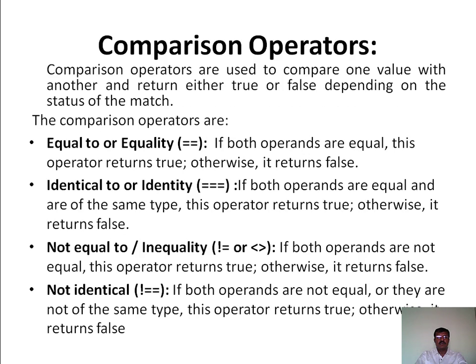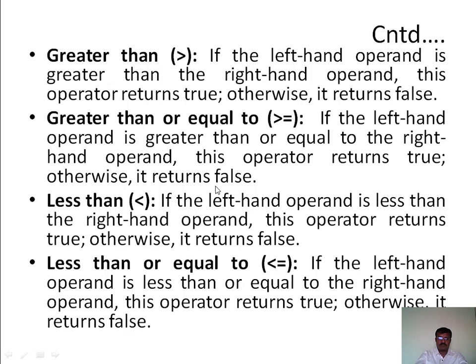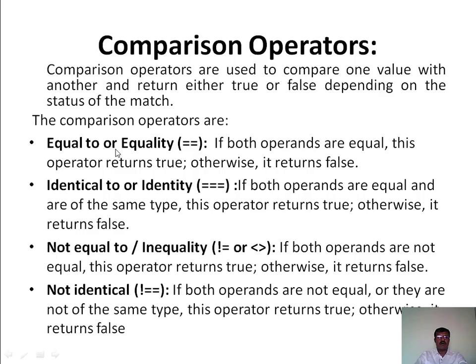Comparison operators. Comparison operators are used to compare one value with another and return either true or false depending on the status of the comparison or status of the match. The comparison operators are: the equal or equality operator, represented by two equal signs. If both operands are equal, this operator returns true, otherwise it returns false. So this operator returns true only when either side of this operator has equal valued variables.